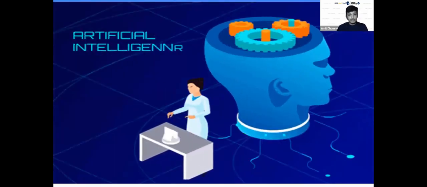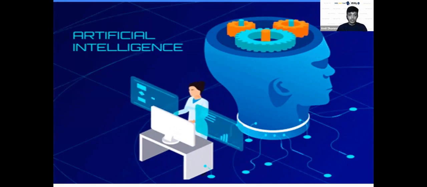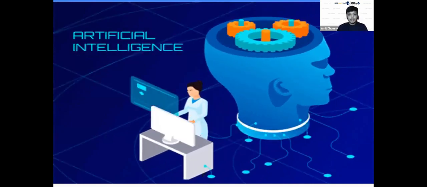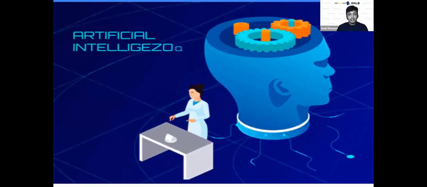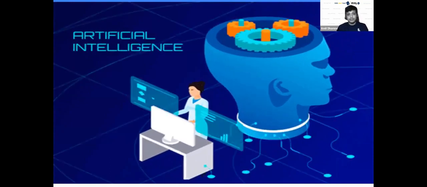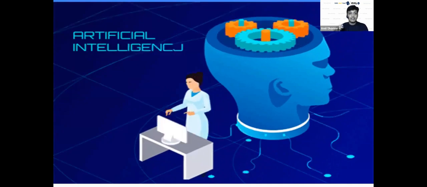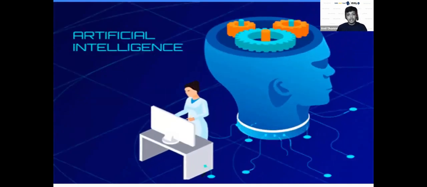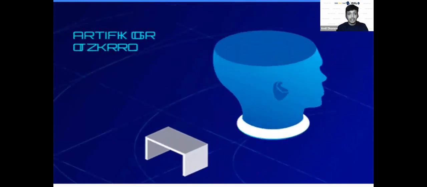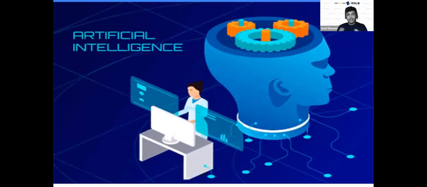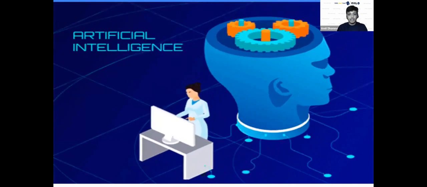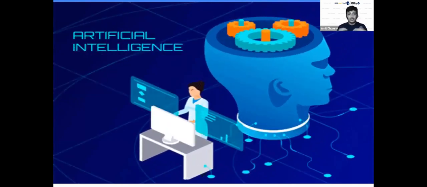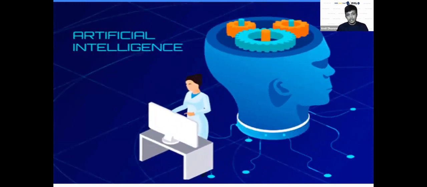So what is artificial intelligence? In short, artificial intelligence is adding intelligence to a machine, and that intelligence is equal to a human being's, and even more than that. We're going to see how you use applications based on machine learning, deep learning and artificial intelligence in your day-to-day life.